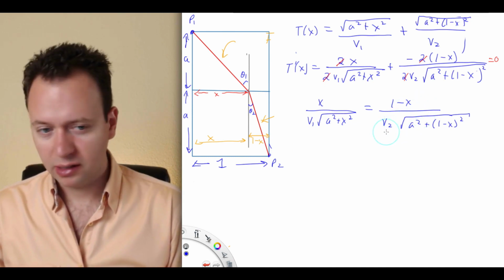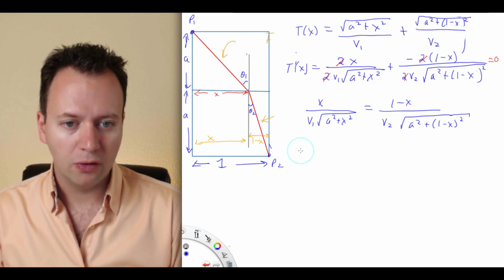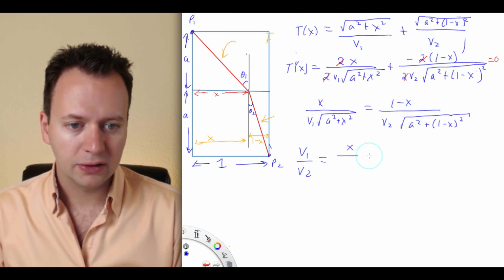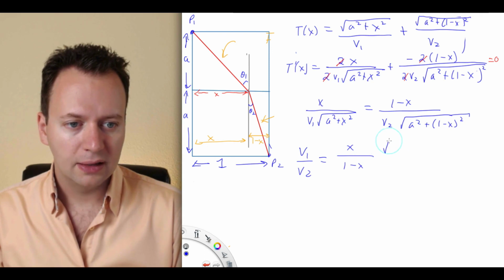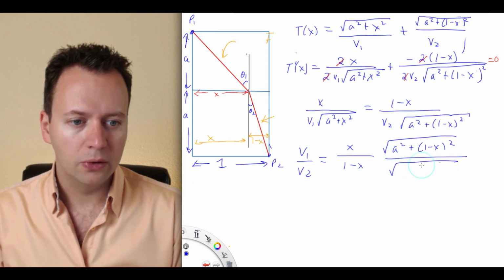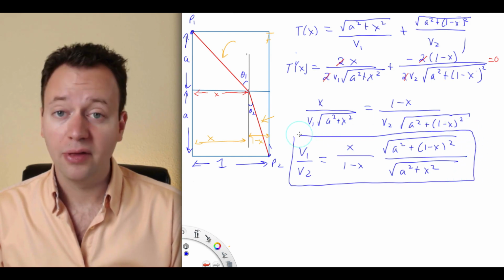So what can we do with this? Well, motivated by Snell's law, let's try to form the ratio of v1 over v2. So v1 over v2, move the v1 up here, the 1 minus x has to come down, so it's going to equal x over 1 minus x. That's going to equal square root of a squared plus 1 minus x squared over square root of a squared plus x squared. So now let's try to relate all this back to theta.